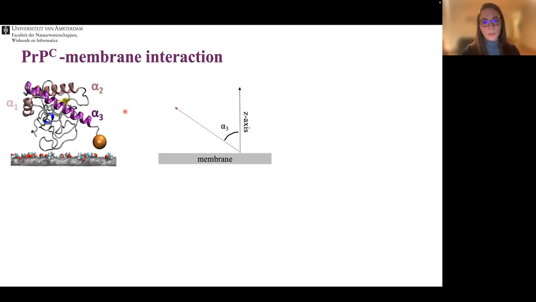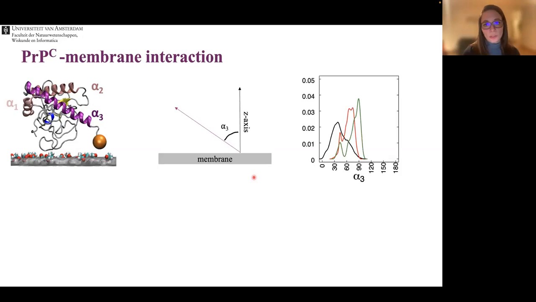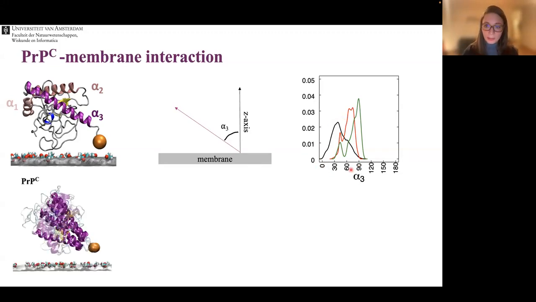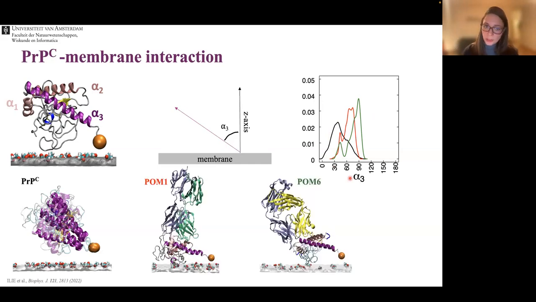And for that, we plot the probability distribution of the angles that these helices form with the membrane normal. I'll focus just on alpha-3. What we found was that when the prion protein is sampled alone, it has a high degree of flexibility, so it moves back and forth, whereas when the two antibodies are attached, we recover narrower peaks, which indicates a restricted motion of the protein.